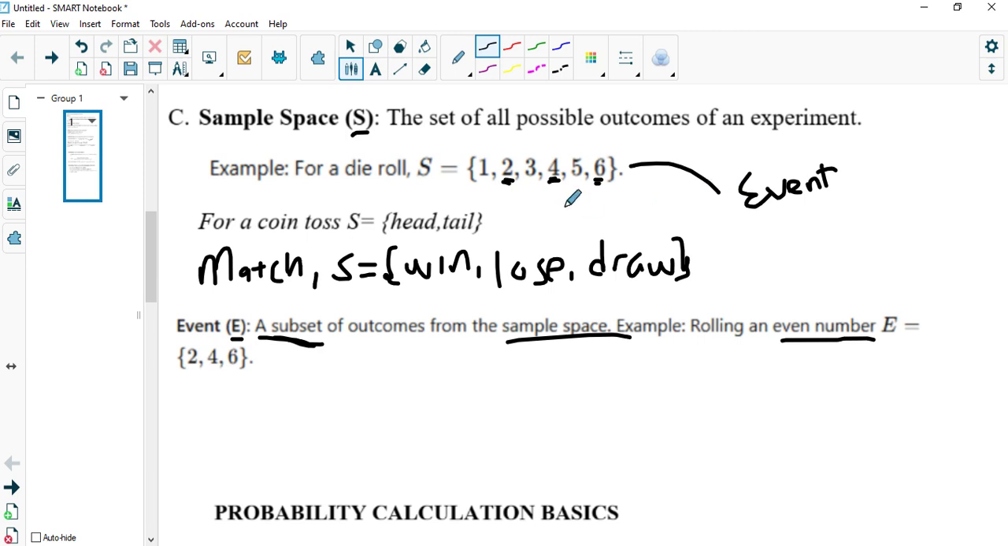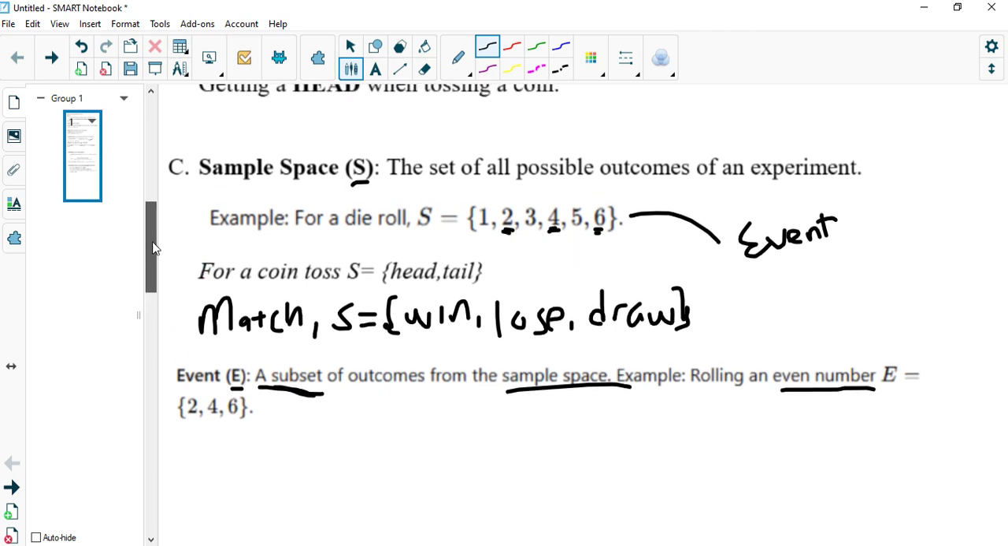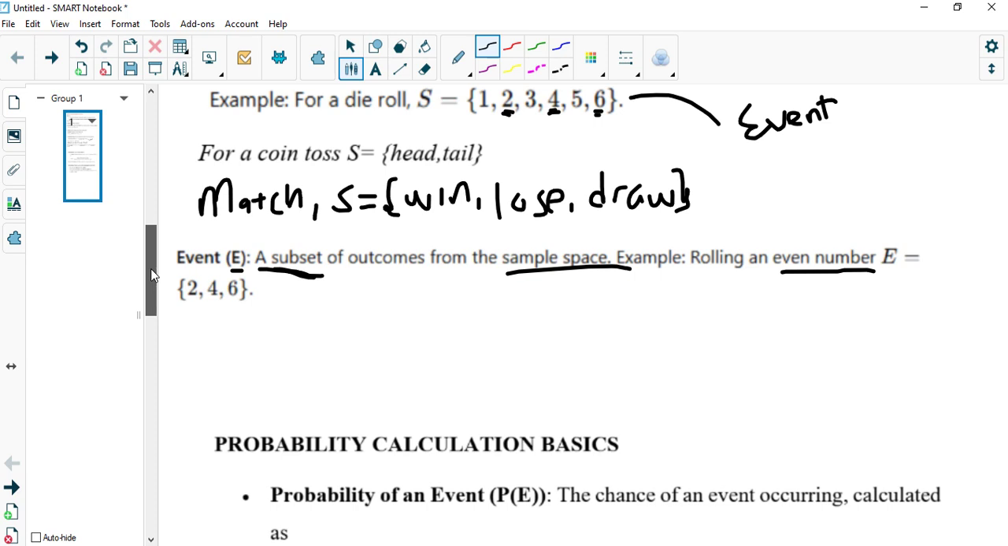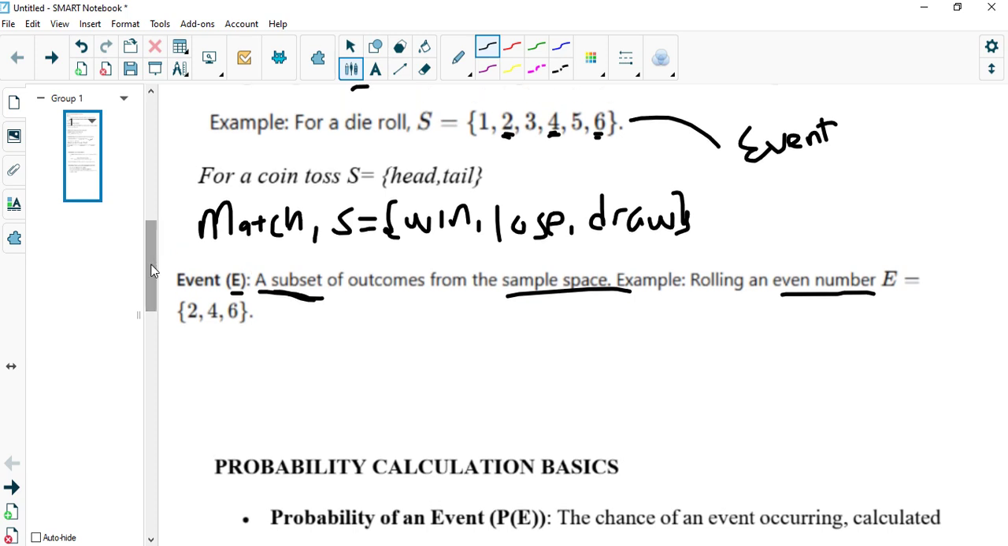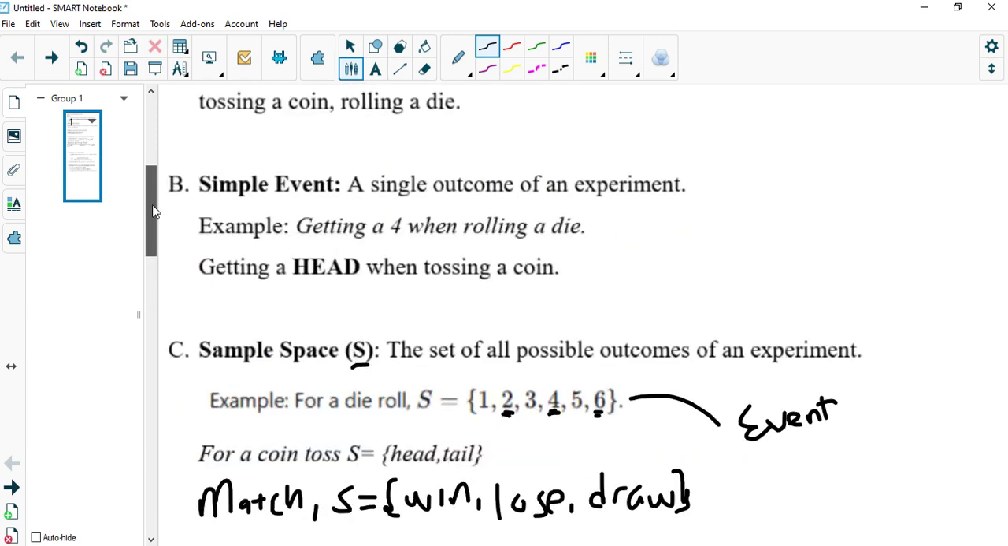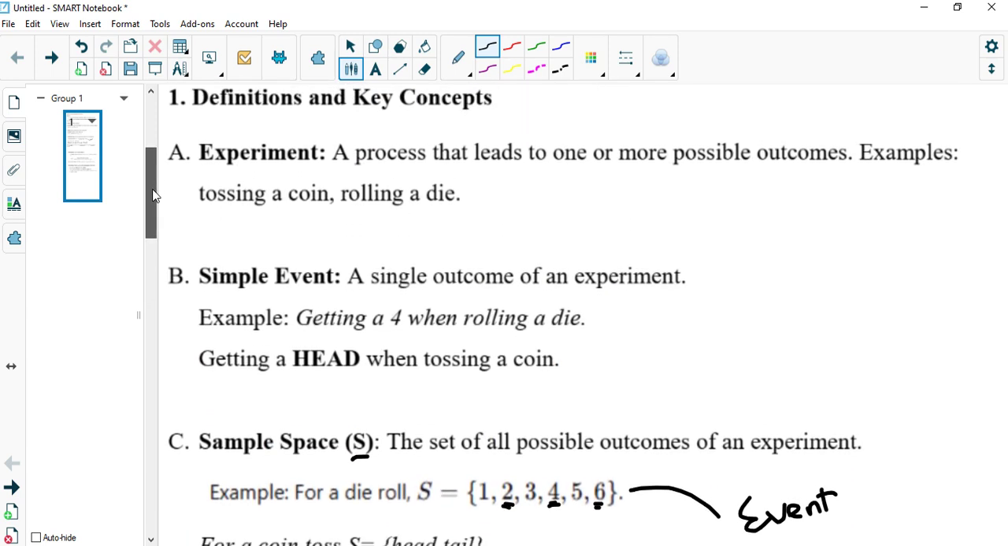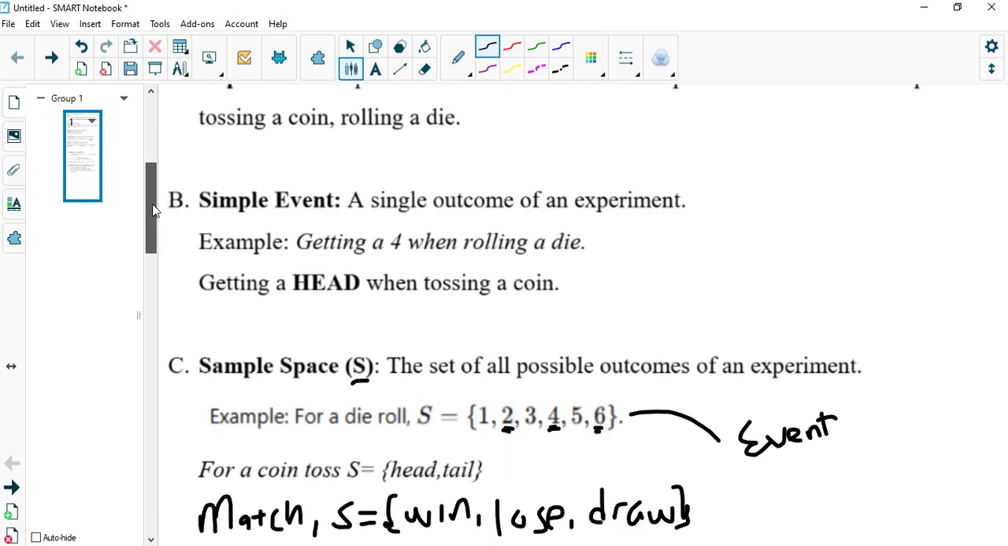So that's about the definitions of the key terms. So the next part I'm going to move to how to find probability, or how to do basic calculations in probability. So that's for the definition part.